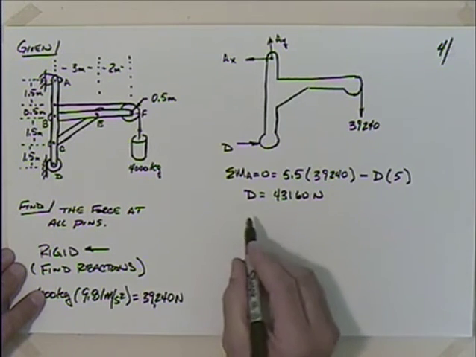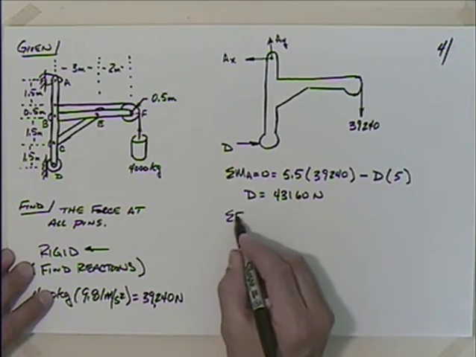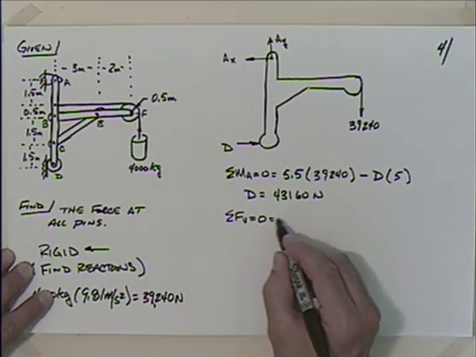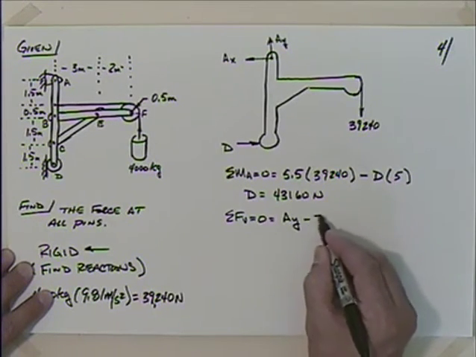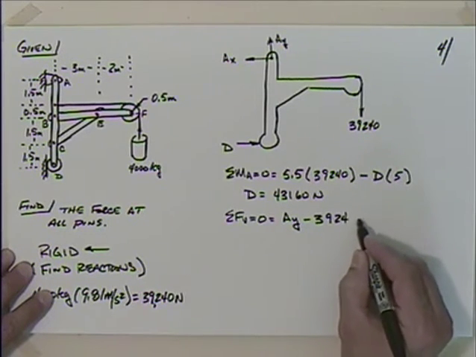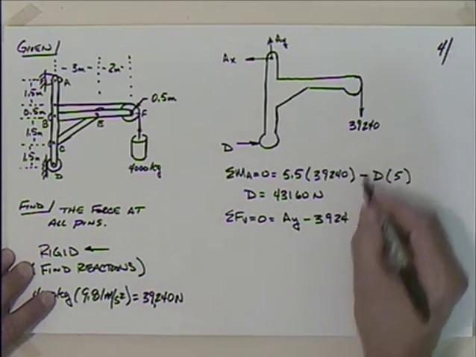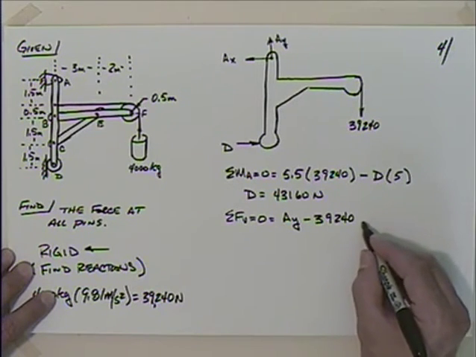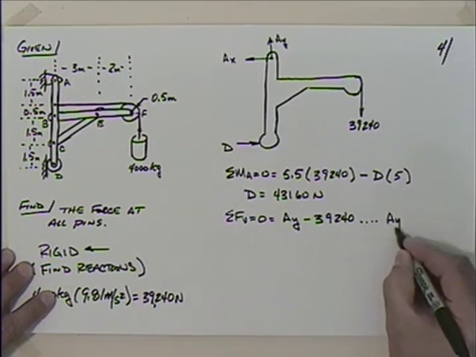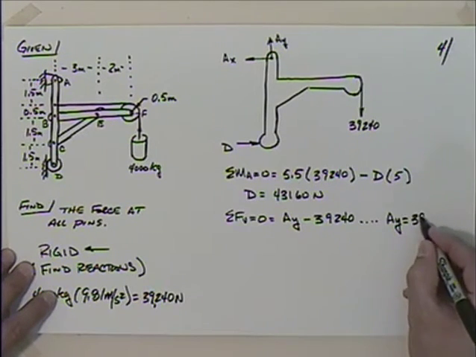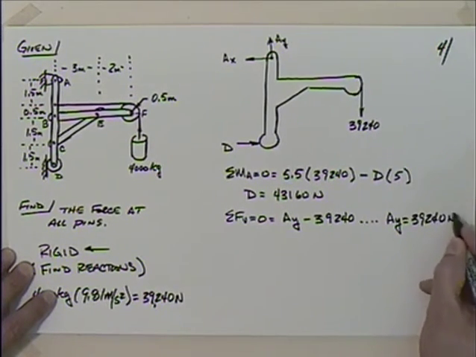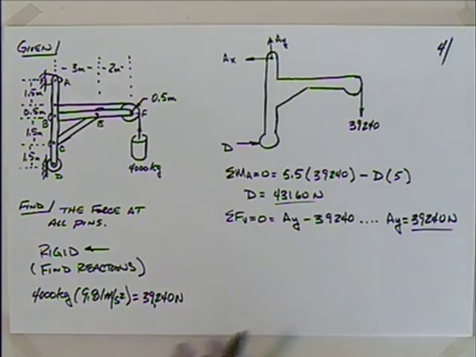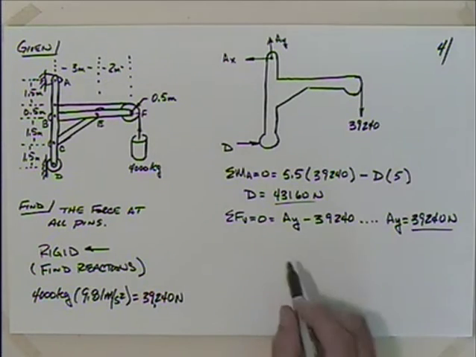So we've got D. If I sum the forces in the vertical direction, setting that equal to 0, I have AY minus 39,240. So AY turns out to be 39,240 newtons. Those aren't final answers, but I want to be able to find those.